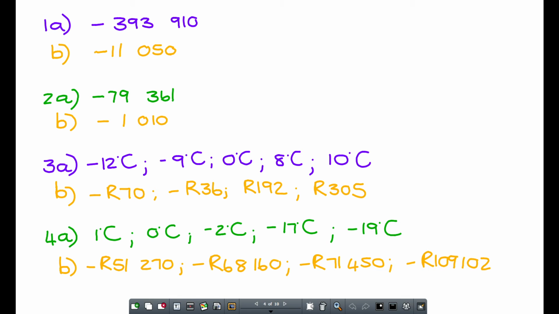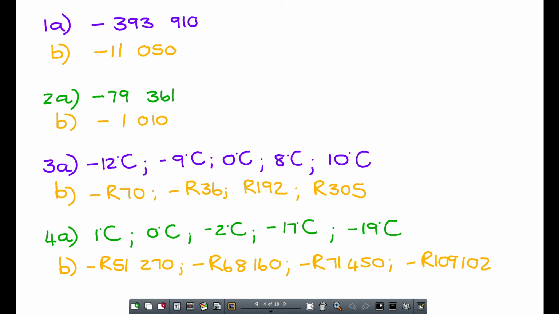Okay, right. Then 3A. Arrange these numbers in ascending order. Now, yesterday we said when a plane is ascending, it goes up. So we want it from the small numbers to the big numbers. So that's why we start with our negative numbers first. So minus 12, minus 9. Then we get to 0, and then 8 and 10.